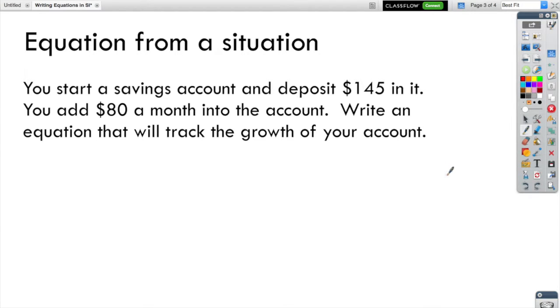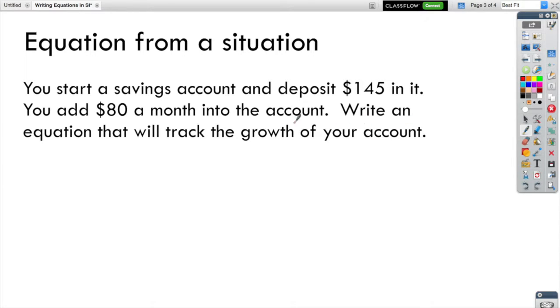All right, so here's another situation we might come across today, coming up with that linear equation from a situation. And this one's a typical bank account situation: you've started a bank account and you initially deposit $145 in it. So basically on day zero or month zero, you started off with $145. You have decided that in order to save money, you're going to add $80 a month into that account each month. Just 1 month at a time, 80 bucks in, 80 bucks in, 80 bucks in.